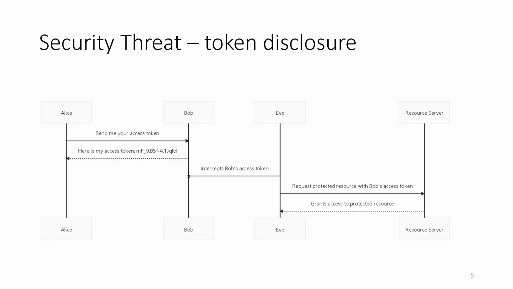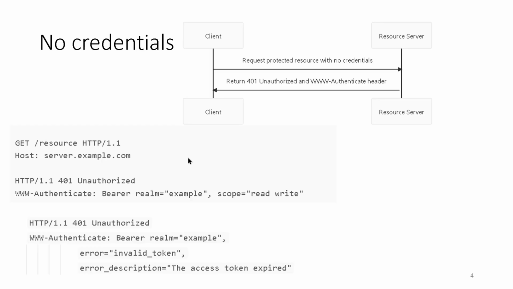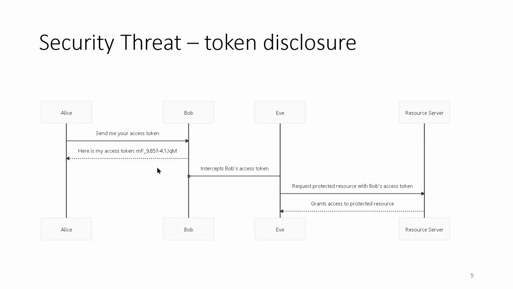In this example, Alice sent an access token to Bob, and Bob here could be the application. There's an entity that intercepts the request, the access token, and it would send it to the resource server, and inadvertently the resource server provides access to the interceptor to the resource.